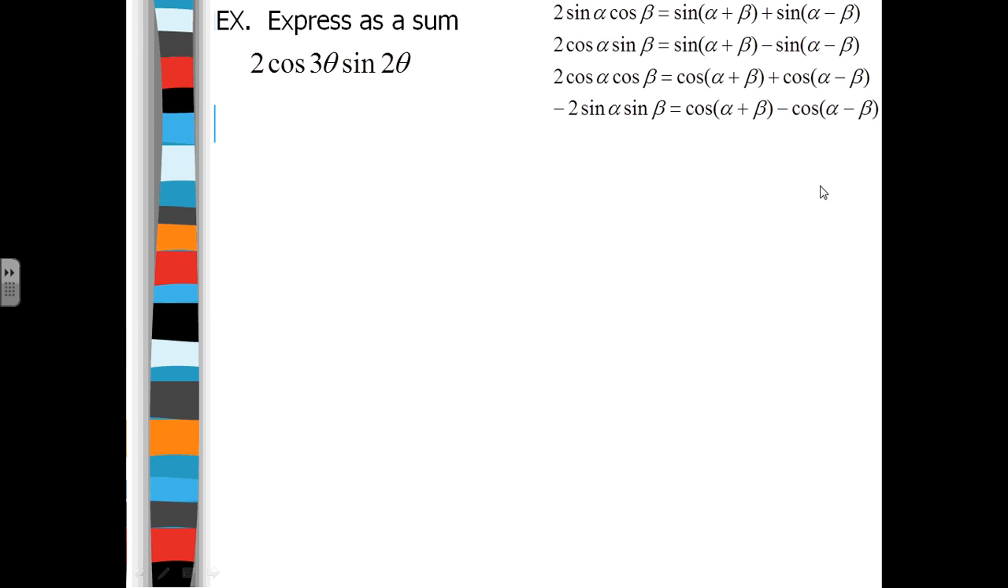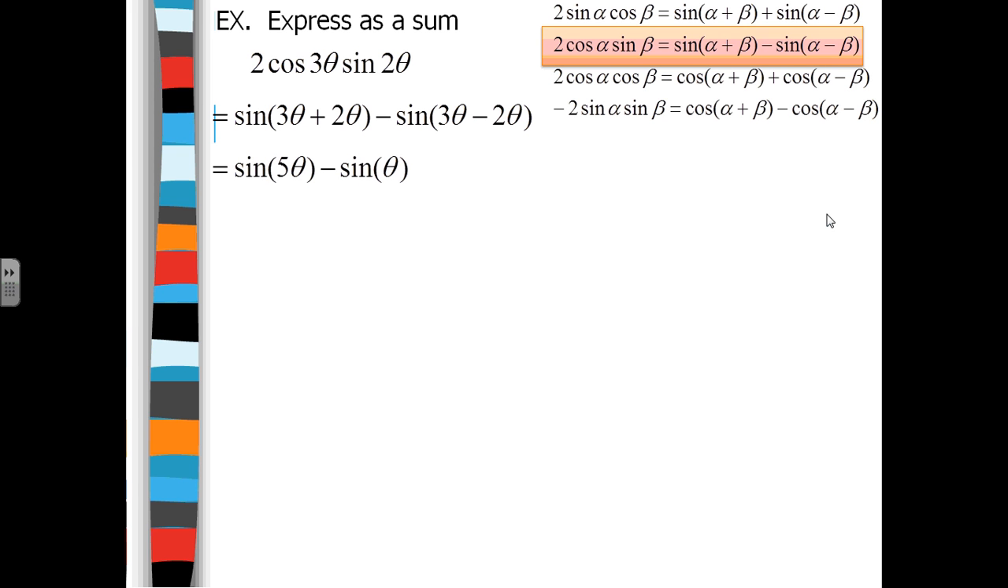So here's the first one. We're supposed to express this as a sum. So here are the 4 that start off with the product and work towards a sum. So we need to find the right one to use. So this one's the cosine times the sine. So if you look right here, cosine alpha sine beta. So this is the identity that we're going to use. So this is alpha, this is beta. So we're just going to plug those in and simplify. And there you go. That's it. See how easy that is?